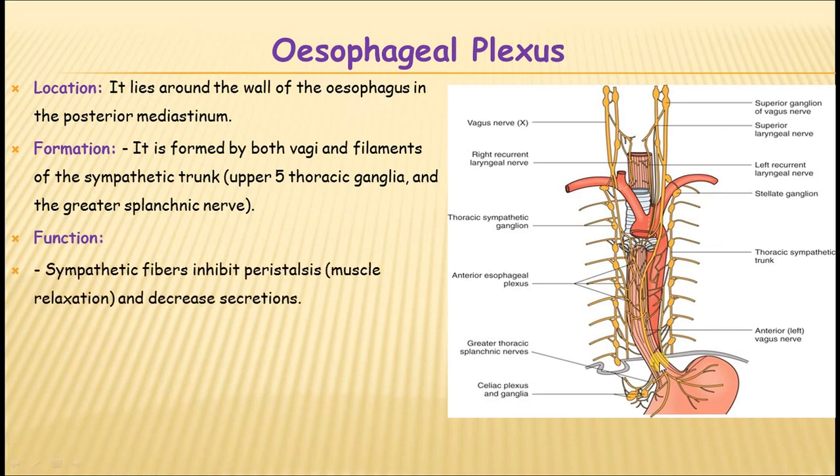And the anterior vagal trunk has a gastric as well as the hepatic component. The posterior vagal trunk has a gastric as well as the celiac component. Sympathetic inhibits peristalsis, but parasympathetic stimulates the peristalsis and closes all these sphincters. Okay, so that is about the esophageal plexus.